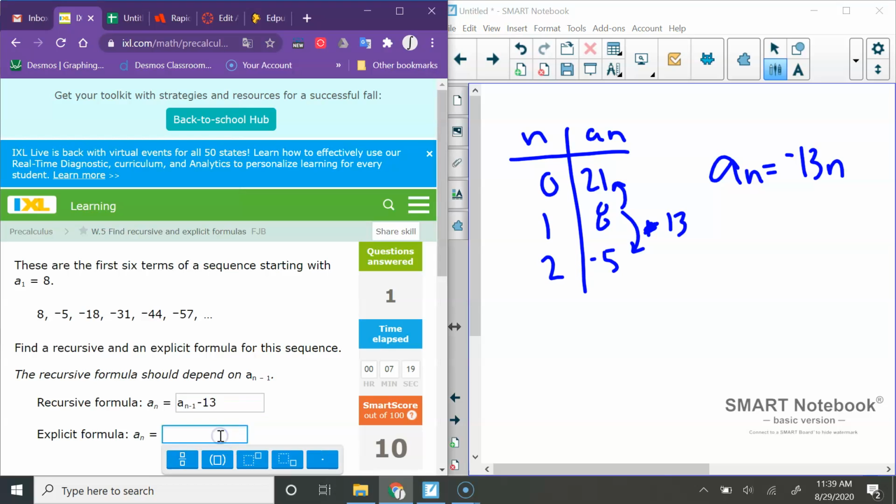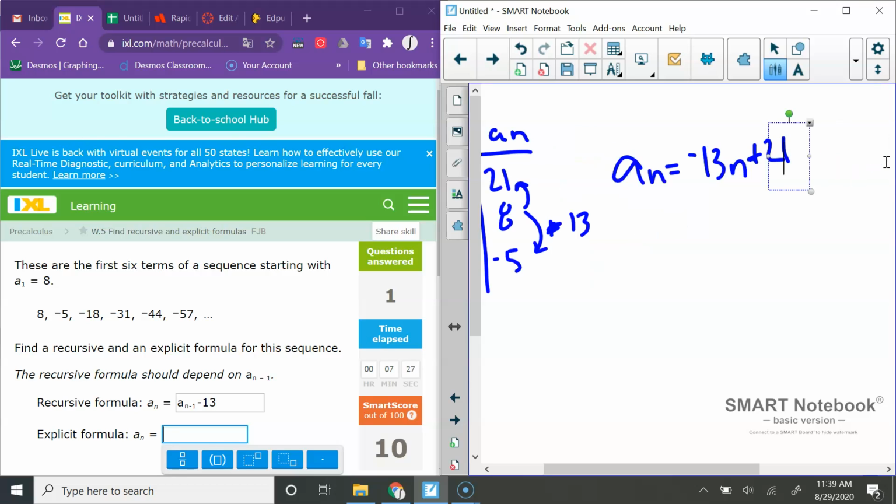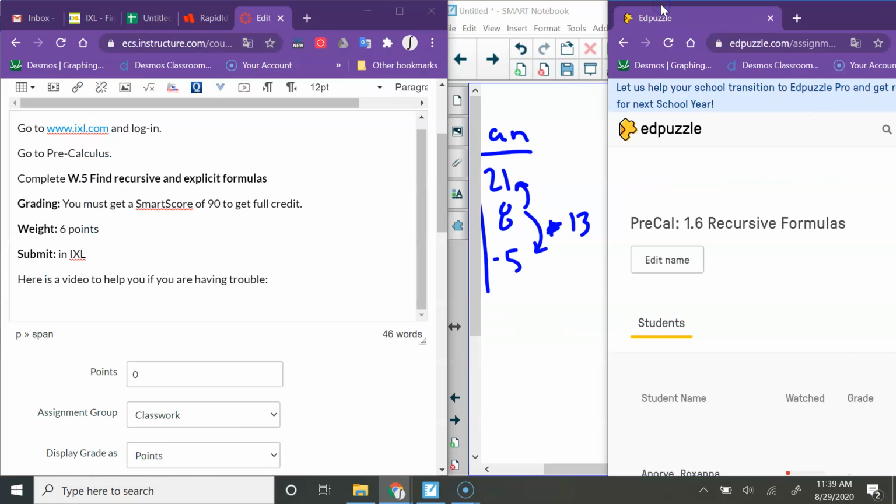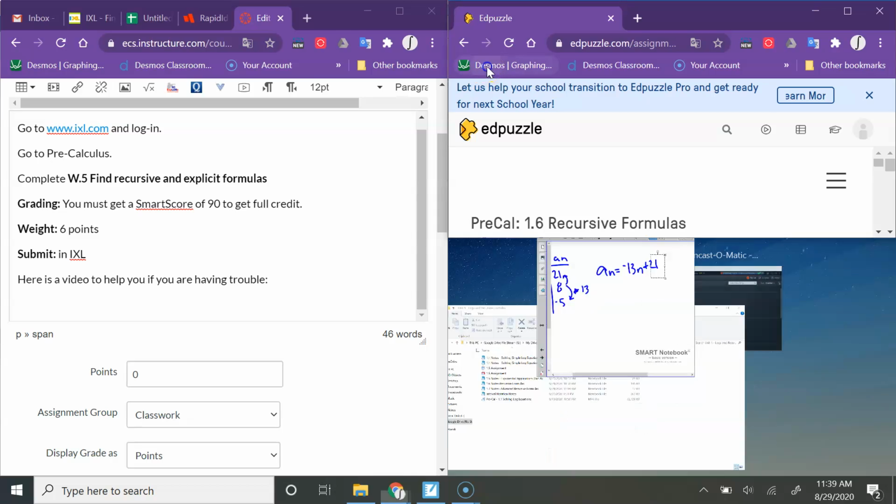So our explicit formula is going to look like this. -13, oh, typed in the wrong spot. -13n plus 21. You can always plug this into Desmos really quickly to check. Let me do that real quick. This over here, and pull up Desmos.